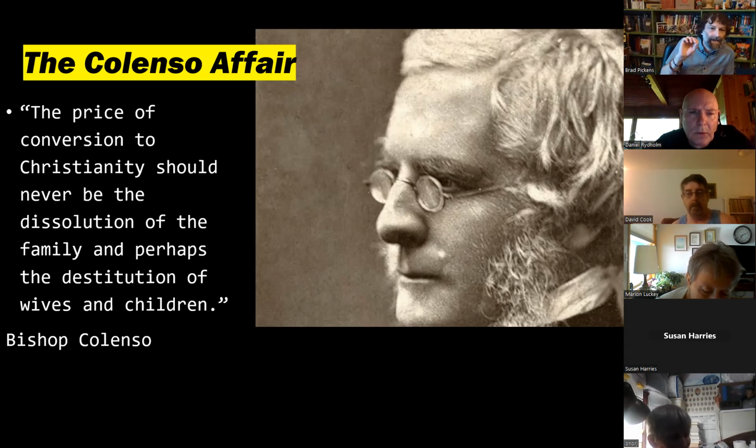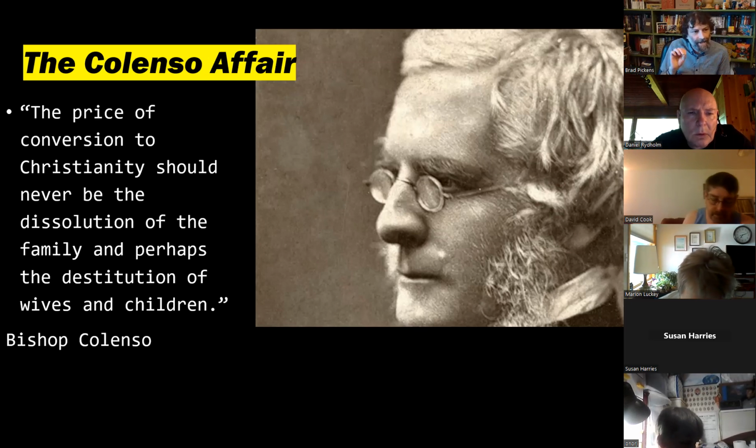And what he does is he advocates for the toleration of polygamy. He's personally not in favor of it, but in the interest of what it means to be church in this place, he says the church must tolerate this because that is the cultural practice. And he recommends that we should baptize practicing polygamists, though he doesn't want them to keep getting married or add additional wives after they've been baptized. He says this: the price of conversion to Christianity should never be the dissolution of the family and perhaps the destitution of wives and children.